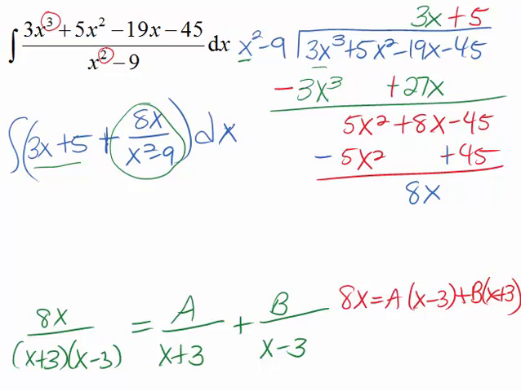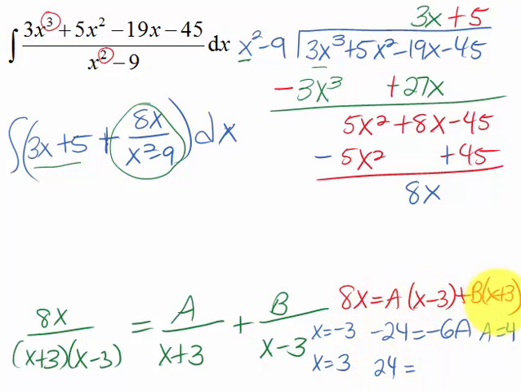So now I conveniently choose an x to zero out this B, so I'm going to let x equal negative 3. In doing that, I would put a negative 3 here and have negative 24 equals, putting a negative 3 here, negative 6A. So dividing by the negative 6, it looks like A is 4. Now I do the same thing, but this time I'm going to let x equal 3. So putting it in here, I have 24 equals, zeros that out, and here I have 6B. So it looks like B is also 4.